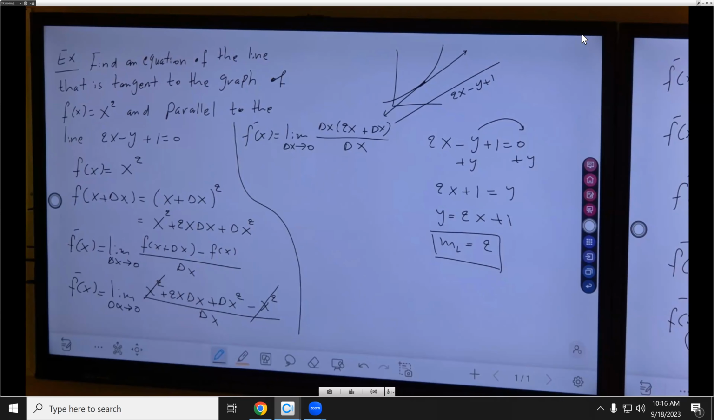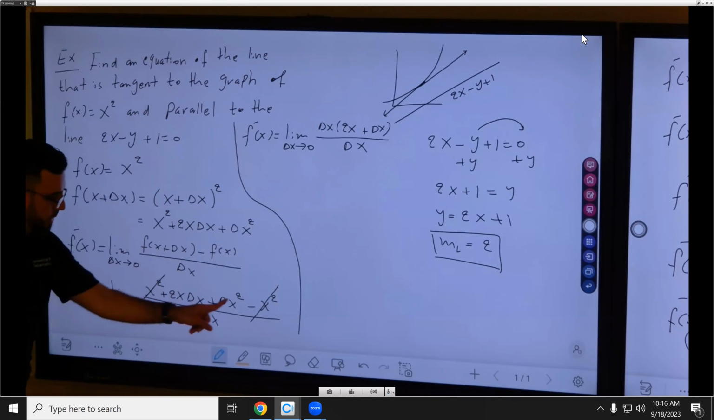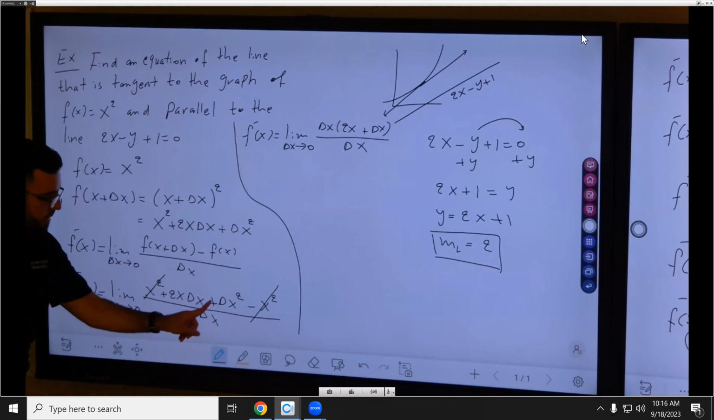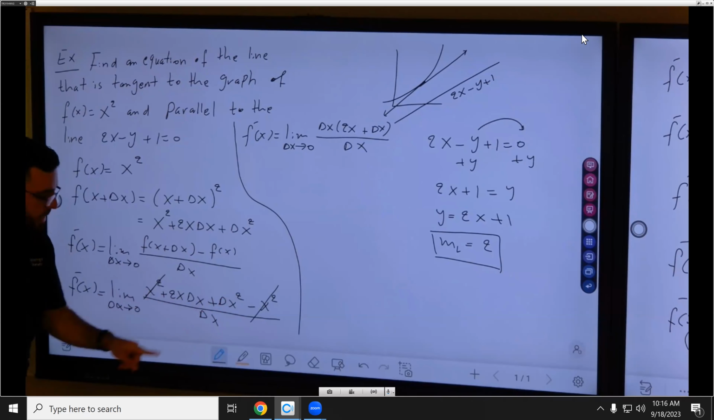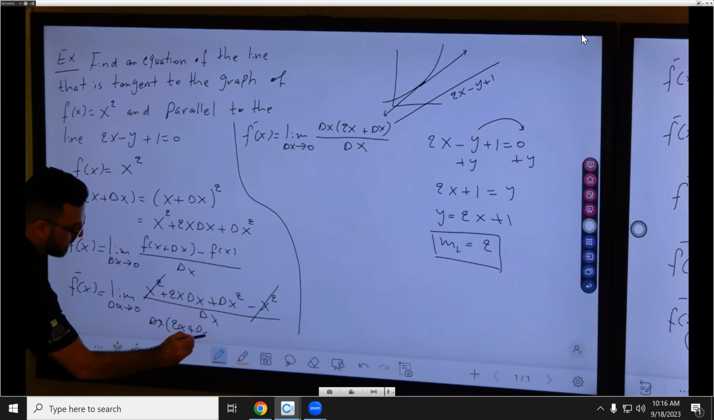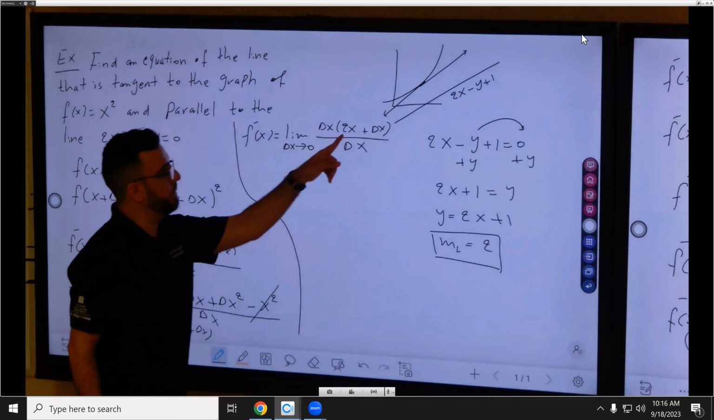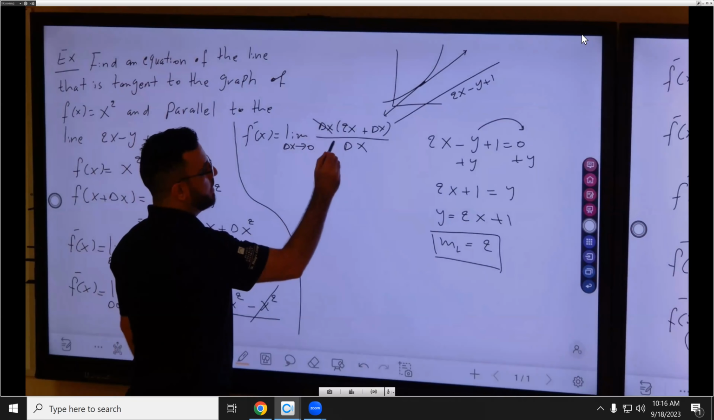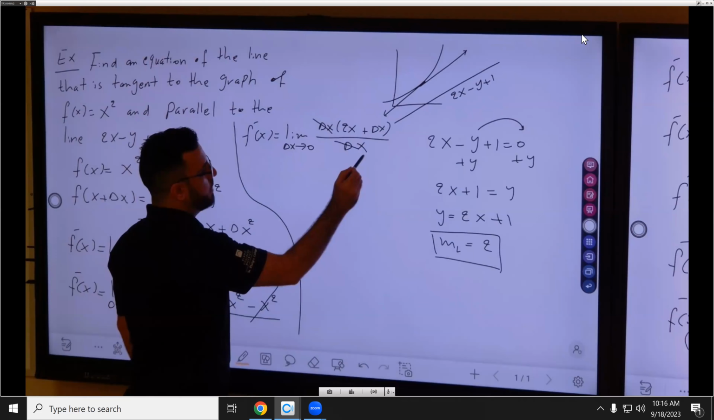You lost or no? Yes or no? What's the left here? Cancel this one with this one. The left is 2x delta x plus delta x squared. Take delta x as a common factor. The left is 2x plus delta x. So that's what we have here. Cancel these two. Take the limit.